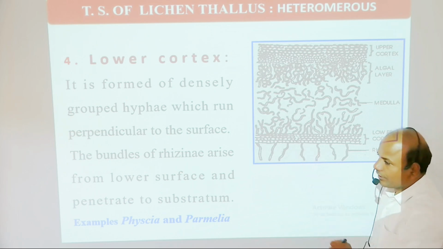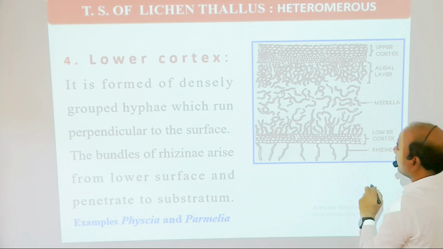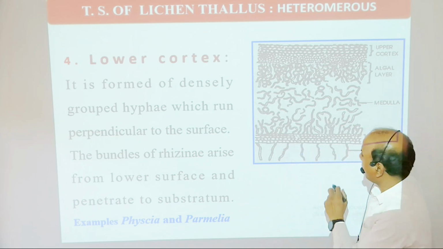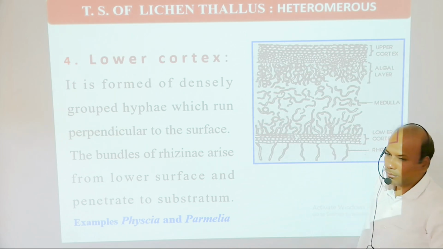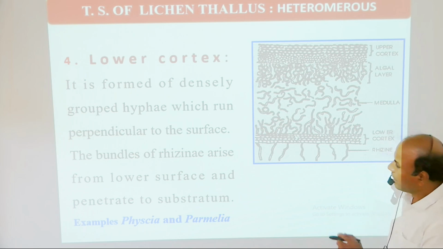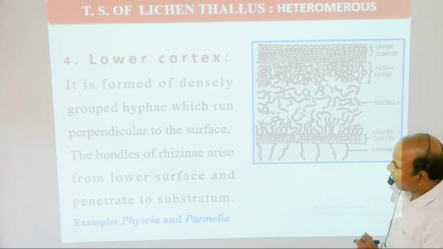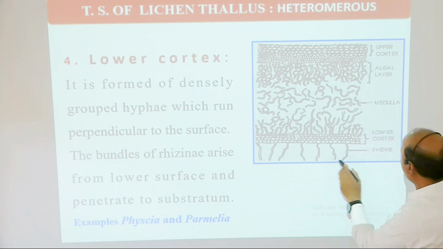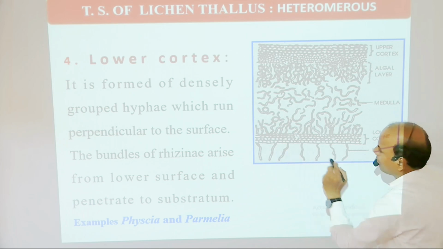Next, the last layer, that is the lower cortex. It is present below the medulla layer. Here you can see the lower cortex. It is formed of densely grouped hyphae which run perpendicular to the surface. Here, bundles of rhizines arise from the lower surface and penetrate the substratum. Rhizines are root-like structures. So these are the images.